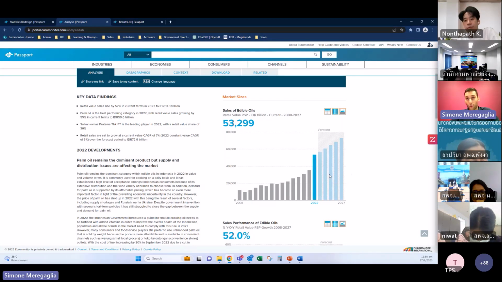And then we also have a forecast up to 2027, and how that is going to progress thereafter. So analysis gives me an understanding of what's behind the data.